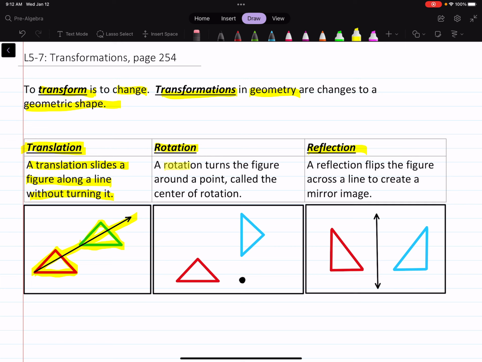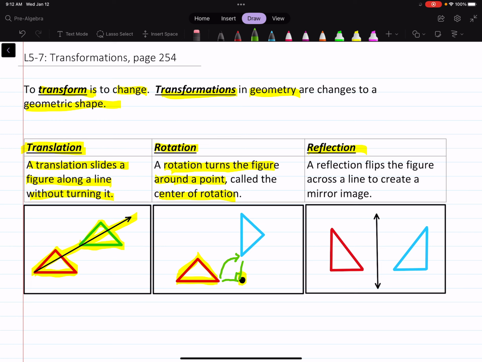Then there's a rotation. A rotation turns the figure around a central point. That central point is called the center of rotation. So in this example here, we have our red triangle. We have a point called the center of rotation, and basically think about this as we just rotate this object a certain amount of degrees, in this case 90 degrees, based on this point of origin. So that would be a 90-degree angle that we rotated it.